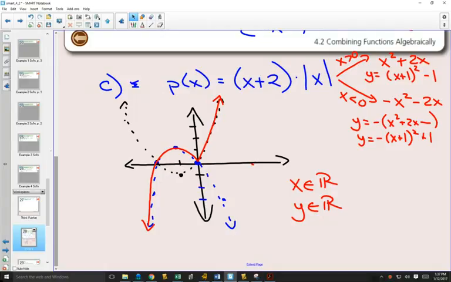Okay, questions we can do, and we'll take a little bit of time to try these: 3, 5, and 10.